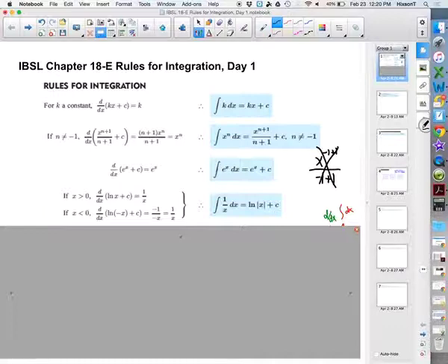So that absolute value part is the only part that we had left out earlier as we were trying to make some observations. But now you see why that is.